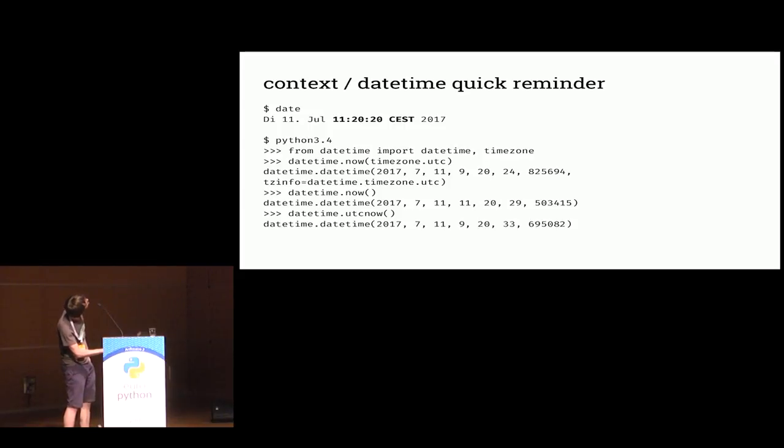It's on my laptop. It's Central European summertime, 11 o'clock in the morning. Python 3.4, we import datetime and so on, and say, give me the current time in UTC. It says 9 o'clock, fine, everything's good. Then we say, now give me the current time, and it's a timezone-aware timestamp, because it has a time zone attached to it. It gives me my local time, also fine. And then there's this function utcnow, which gives me again UTC time, 9 o'clock, fine, but this time without an attached time zone, so it's naive.